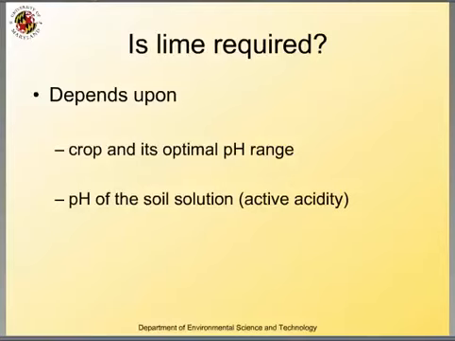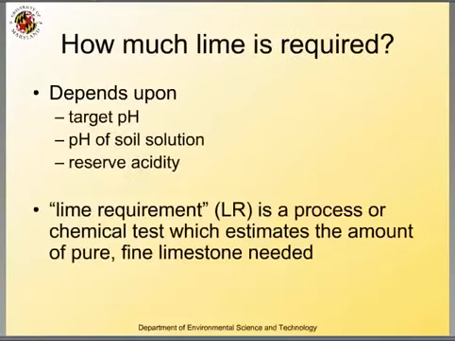So, is lime required in a particular situation? Well, you have to know what crop you're going to grow and what its optimal pH range is. What does my crop need? And you have to know the pH of your soil solution. What is your active acidity? If the pH of your soil solution is less than the optimal range for your crop, then you know you need to lime. But that only answers the question, do I need to lime?